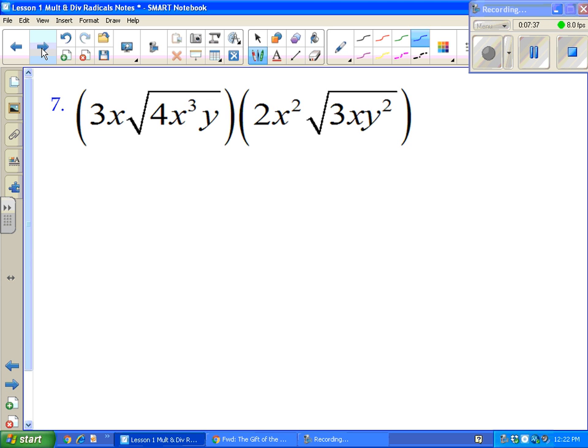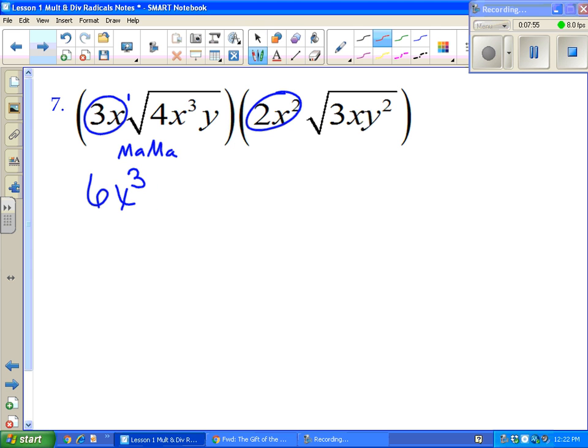Okay, inside times inside, keep it inside. Outside times outside, keep it outside. So 3x times 2x squared. I'm going to multiply using the mama rule. Multiplying the big numbers, adding the small exponents. That's x to the first. So I get 6x to the third.